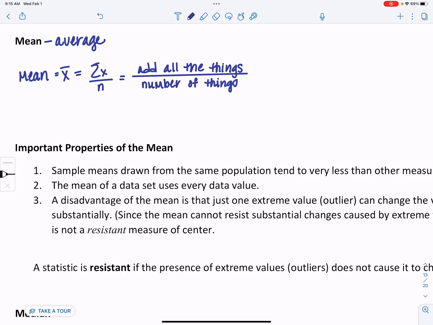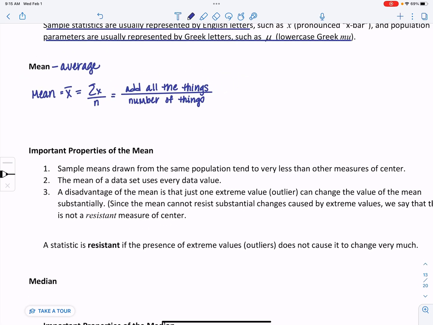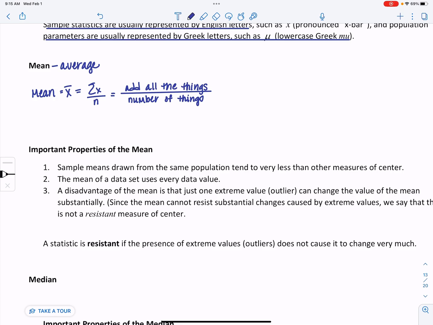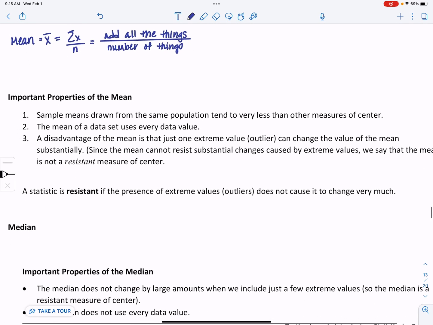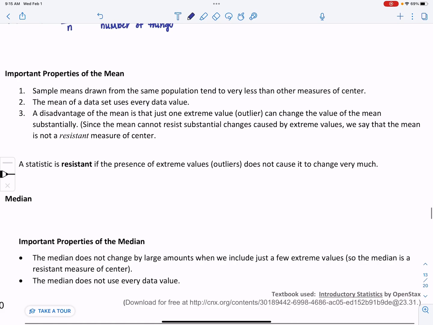The good news is that if you have a big, long data set, we can plug that into StatCrunch and it'll do the heavy lifting for us. The mean does have some important properties that we've touched on a little bit in class as far as outliers go. But here's a more formal statement of its properties.